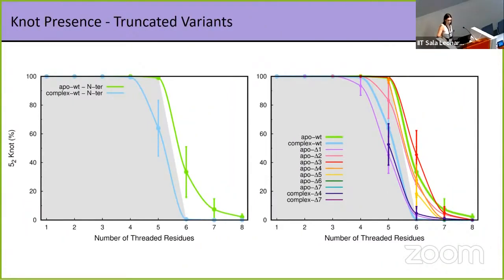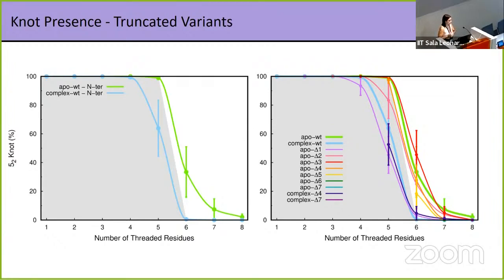So we decided to look at our output structure, and we started to cut or delete a residue one at a time. So we cut the first one, the second, and so on and so forth. And then we ended up with 7 new truncated variants.